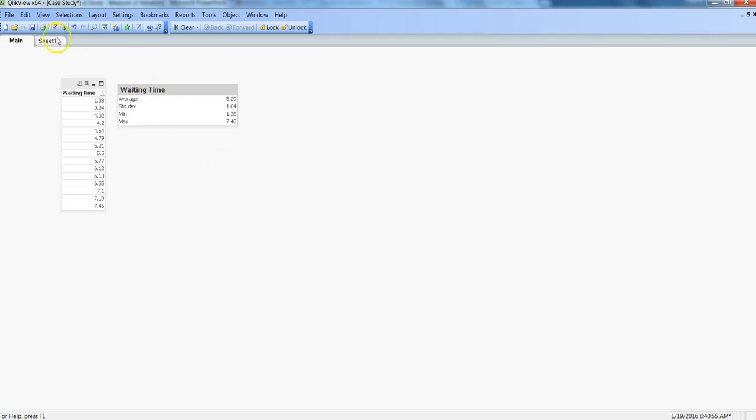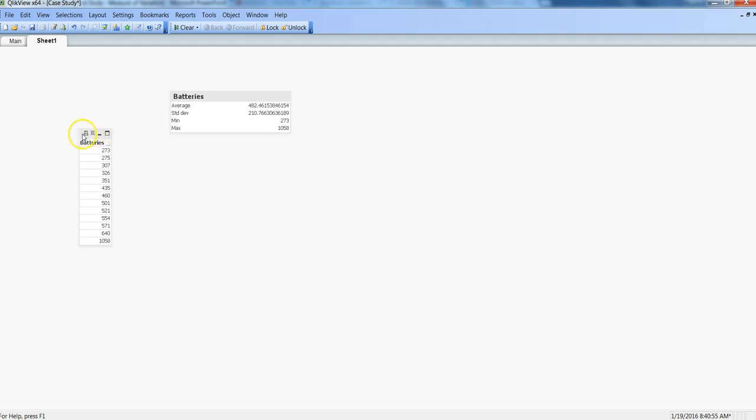So let's go to sheet 1 where I have the batteries example. Here, these are the batteries sorted list. And here I have taken an average and standard deviation, minimum and maximum. Taking an average in this case is not so meaningful. Why? Because we have this extremely high observation of 1058. That may skew your result.